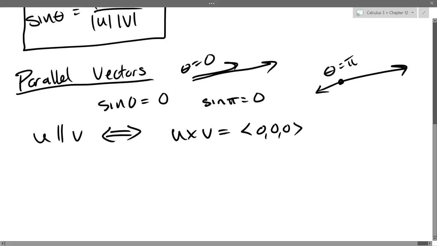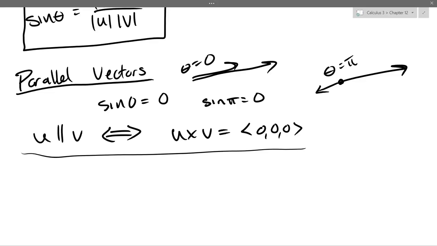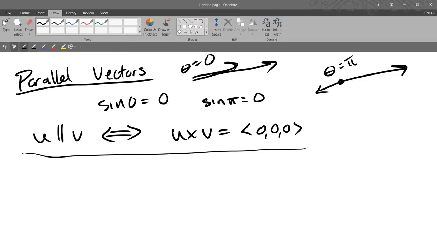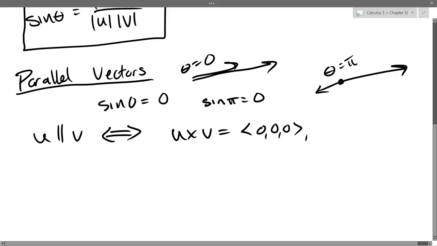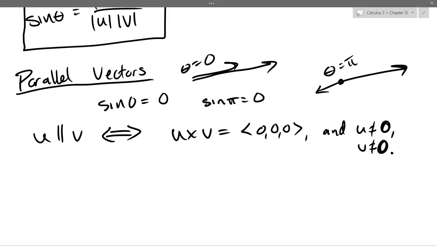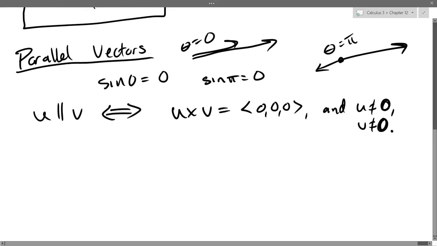So have I done enough math notation for this sentence that I just wrote down to make sense? Yes. They're parallel exactly when the cross product is the zero vector. Ooh, I should put a little quantifier. Let's exclude the case where you've got zero vectors. It doesn't really make sense to talk about parallel or anti-parallel if your vector doesn't point anywhere, if there's no direction with it. Parallel is a pretty useless thing to say.